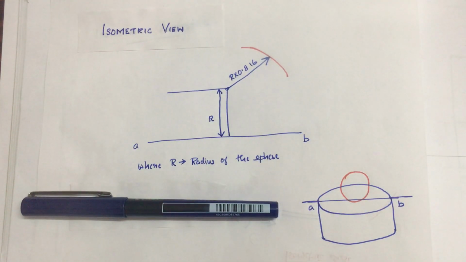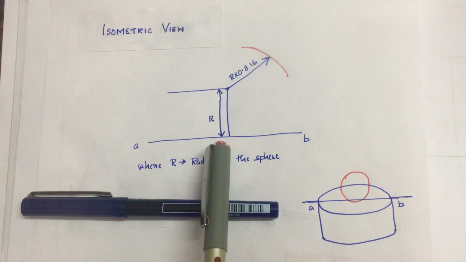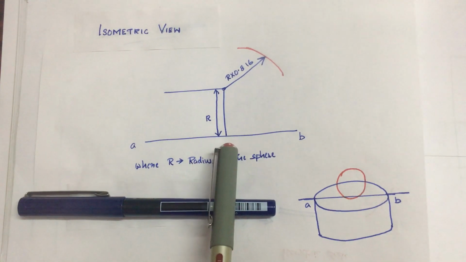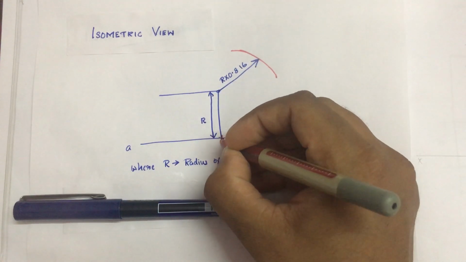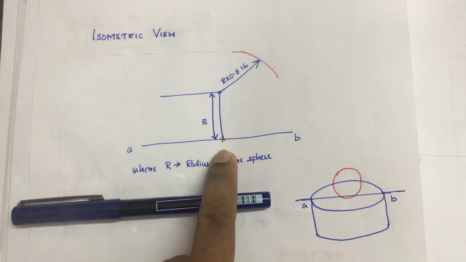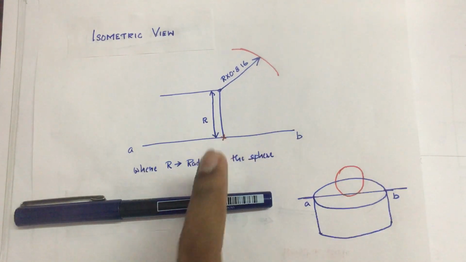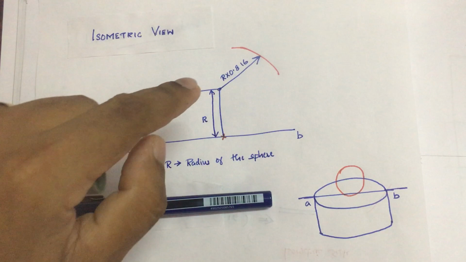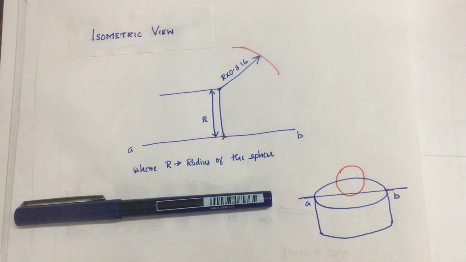So, this is the central line. This point represents the central point of the line AB. From that point you have to take the distance R, and after taking the distance R you have to take a value obtained by multiplying the radius value with 0.816. And then we complete drawing the circle by using the compass. So, this is the methodology of drawing the isometric view of a sphere.